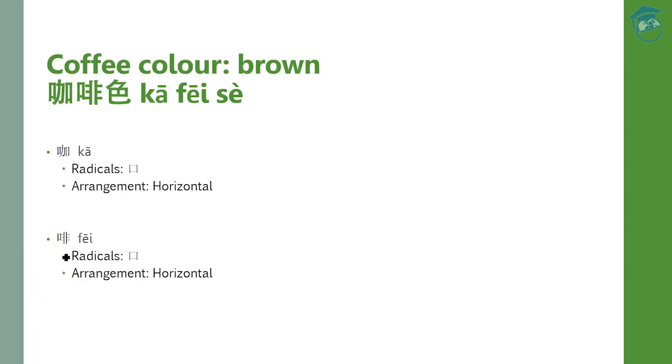The next word is 啡. Okay, it doesn't really have its own meaning, but it's used in the word 咖啡. Okay, just like the previous word, 咖. This is the pinyin, and the radical is this one, what's on the left there. So the arrangement is horizontal, because you have left and right components. Let's look at how to write 啡. 1、2、3、4、5、6、7、8、9、10、11. 11 strokes for this word, 啡.